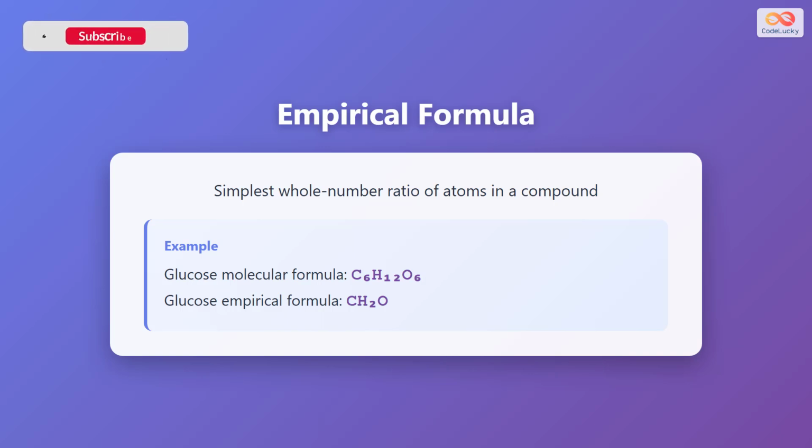The empirical formula shows the simplest whole number ratio of atoms in a compound. Let's look at glucose again. Its molecular formula is C₆H₁₂O₆, but if we simplify this ratio by dividing all subscripts by 6, we get CH₂O. This is the empirical formula. It shows the same proportional relationship between elements, but in the smallest possible whole numbers.